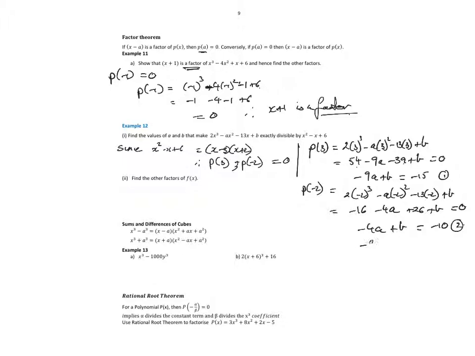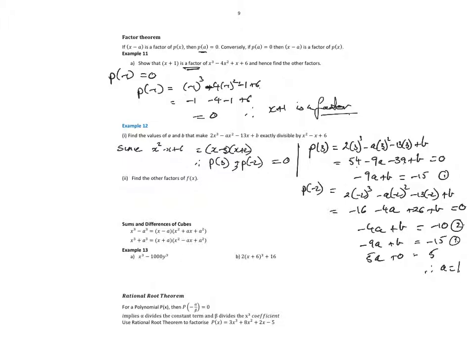Let's put our equations near each other. Negative 9a plus b equals negative 15. So what if we subtract the two equations? Who cares which way we do it? We'll go top minus bottom. Negative 4a minus negative 9a is plus 5a. b minus b is 0. Negative 10 minus negative 15 is negative 10 plus 15, which is equal to 5. Therefore, a is equal to 1.